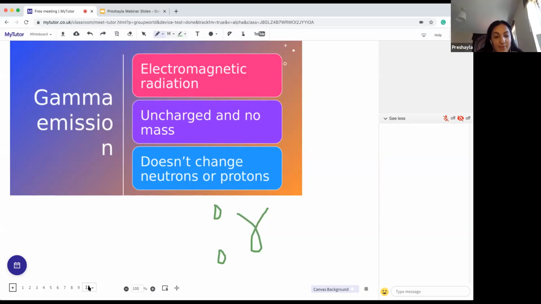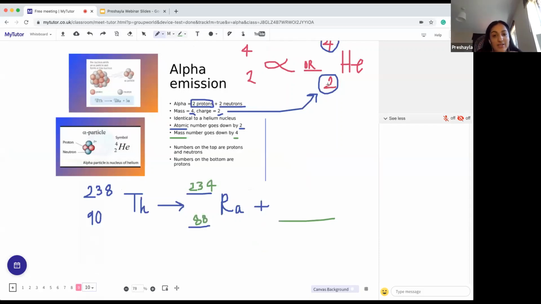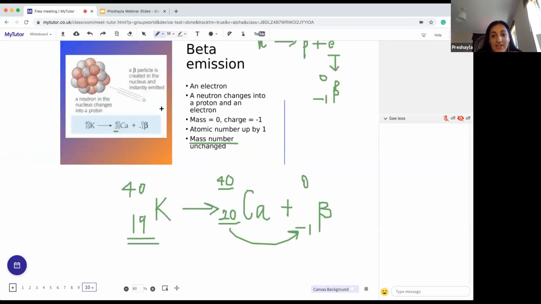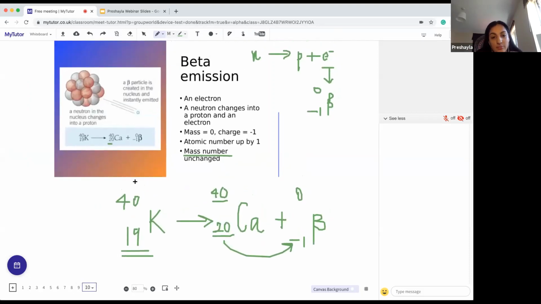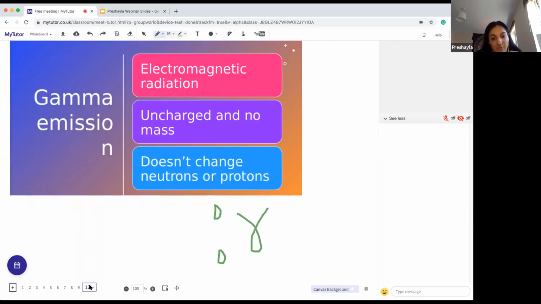So to recap, we have alpha, our helium nucleus with 2 protons and 2 neutrons. Beta is just an electron. And gamma is just a wave, an electromagnetic radiation wave. Uncharged, no mass, doesn't do anything to the protons or the neutrons.